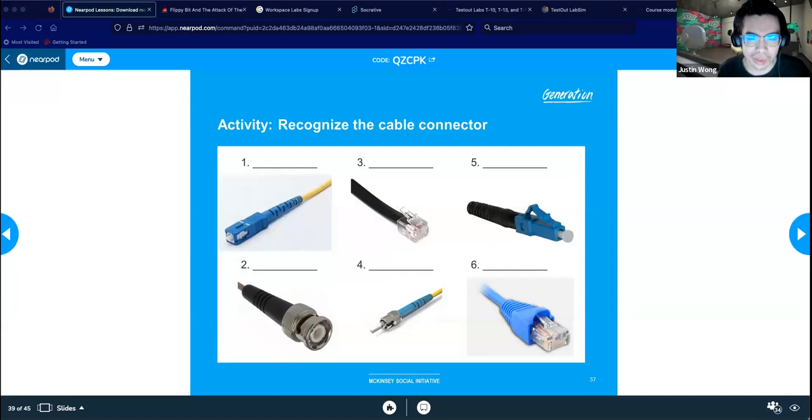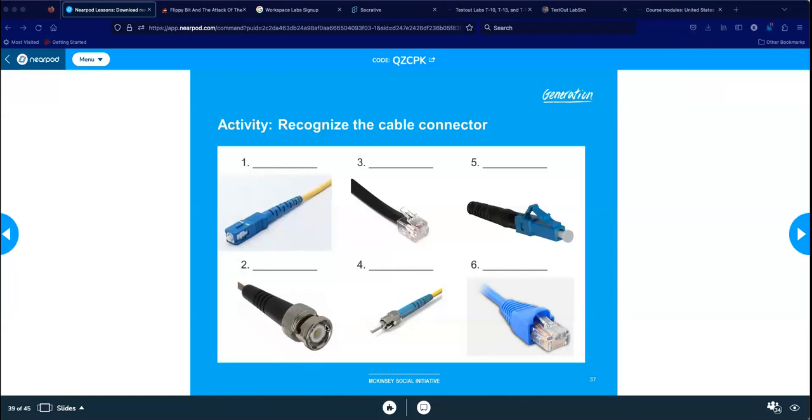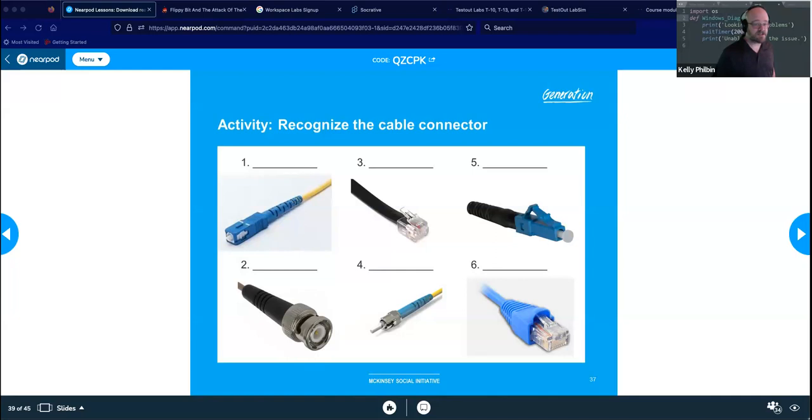Type F. Not quite. It has these little two posts sticking out that you would connect to. It's kind of hard to see. BNC. Good guess, though, Justin. Type F would be the other coaxial connector, but you're right in the neighborhood on that one.